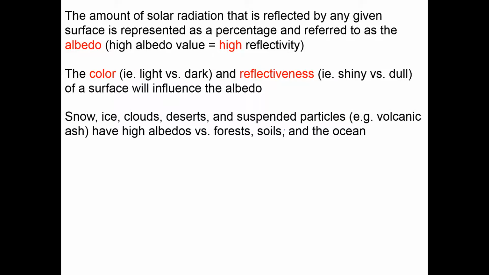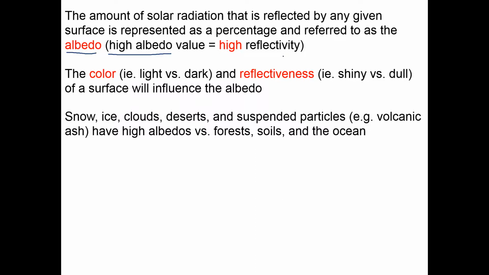Of course, we also have to have a way to measure. We are not going to do any math with it, but the terminology to talk about the percentage reflected is called albedo. Okay, so higher albedo, higher percentage reflected, right? That's percentage reflected. This is more reflective. Okay, higher albedo, low albedo, which means less reflected, more absorbed.